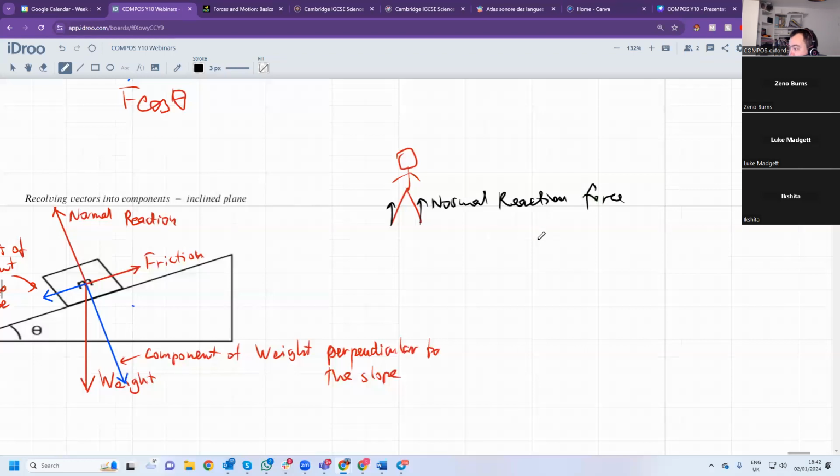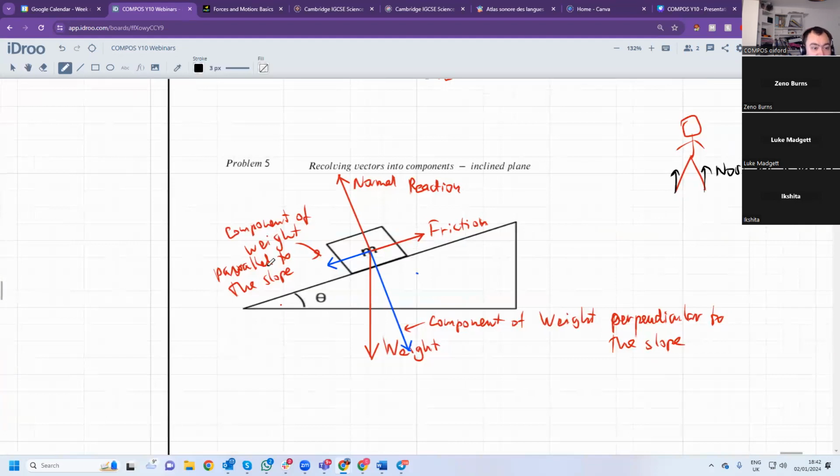Can you say that the perpendicular forces need to be equal? Yes. If the book was stationary, this force we call W parallel and W perpendicular. You would say that this one has to be equal to this force. W parallel has to equal friction, and the normal reaction has to equal W perpendicular. W perpendicular is equal to the normal reaction force. Okay.